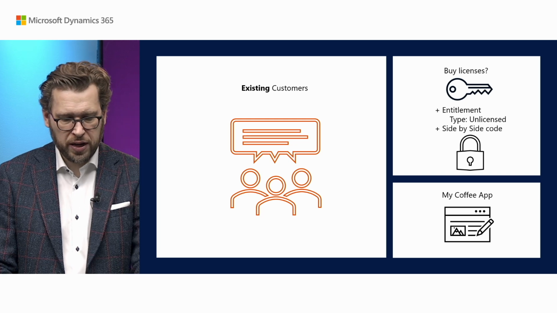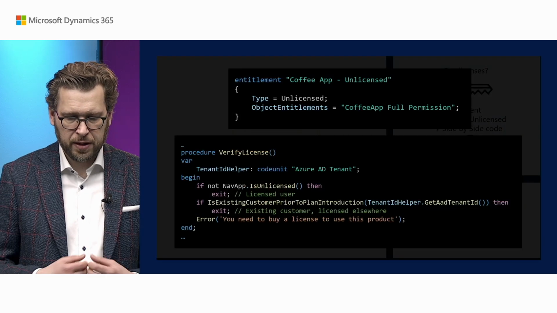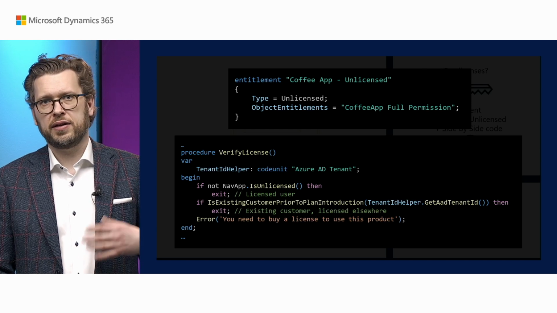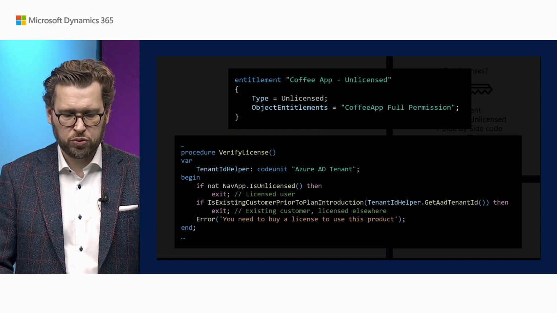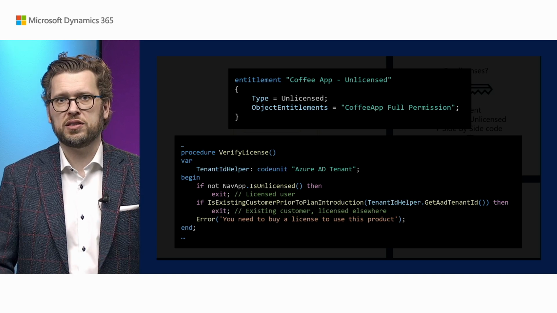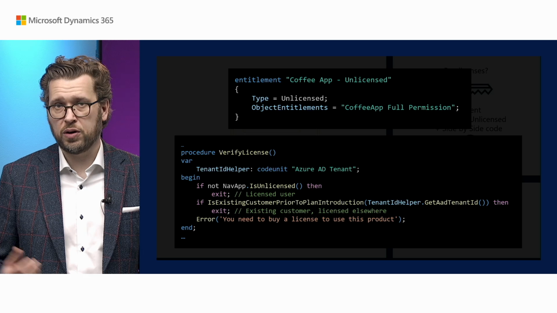And the way you do that is that you, again, as we talked about, create this entitlement. In the entitlement, you map to some permissions that are required to run the code that those existing customers should use. That's probably all of the app.